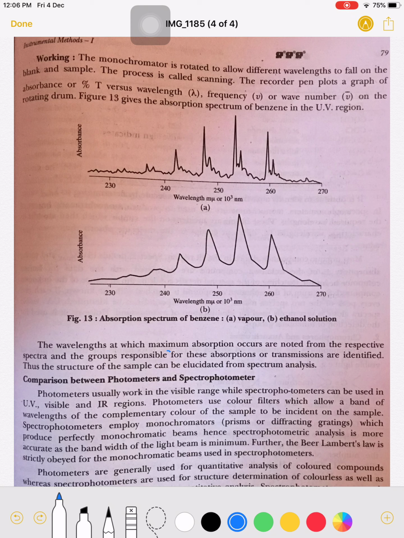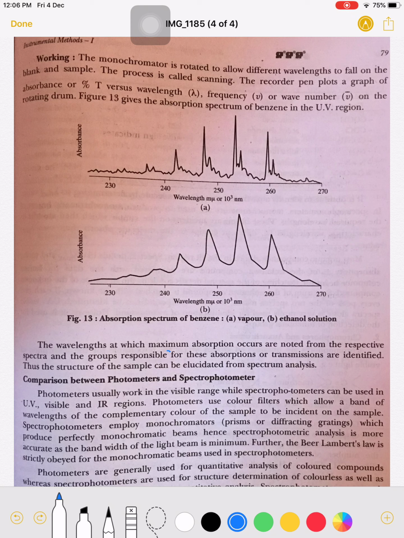And lastly, the Lambert-Beer law is strictly obeyed by the monochromatic light beam, so it is obeyed better by the spectrophotometer than the photometer. And photometers are generally used for quantitative analysis of colored compounds, but spectrophotometers can be used for the determination of colorless as well as colored compounds.